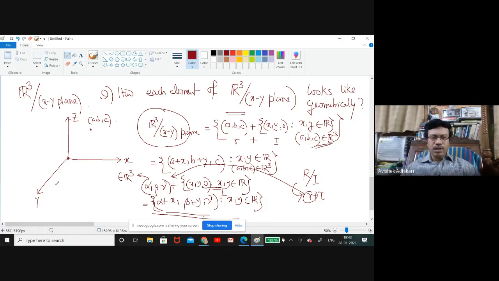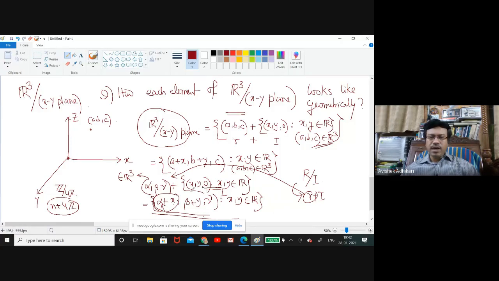As we have already seen in the case of 4Z, one element looks like this. So one element is nothing but a set. Here also one element is nothing but a set. Now what is the geometrical interpretation of this set in R3? You can very well understand that if I have alpha, alpha is a fixed element, x is varying over R. That means it actually varies over the whole of R.